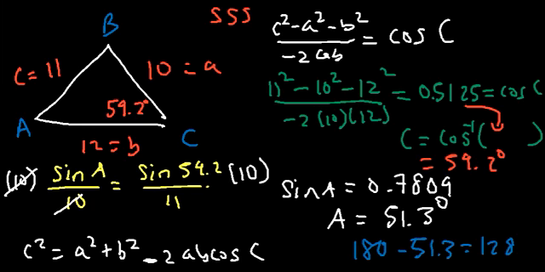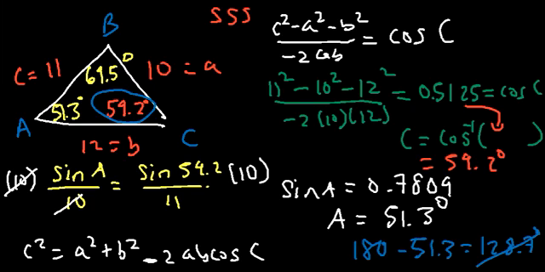The other possible angle is 128.7. But 59.2 plus 128.7 exceeds 180, so we don't get two solutions, we only have one. Now that we have angle A, we could find angle B by subtracting 51.3 and 59.2 from 180. So angle B is 69.5.